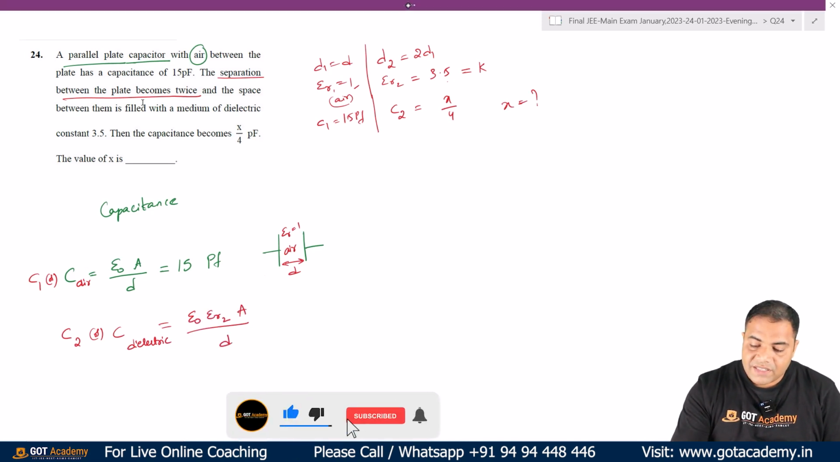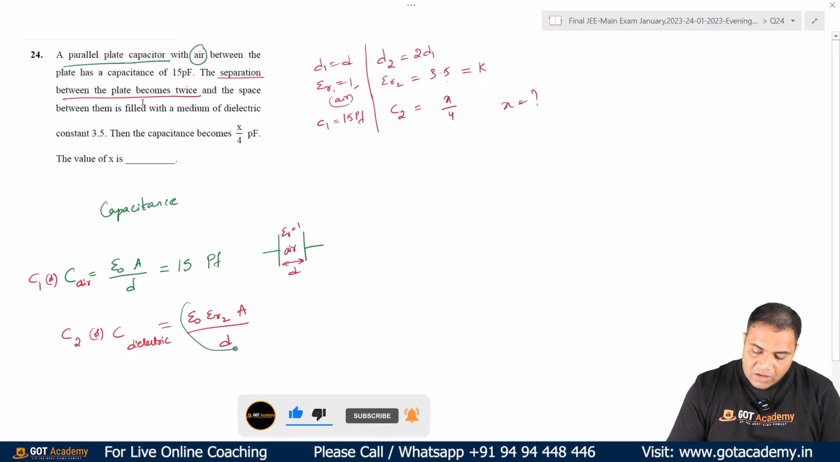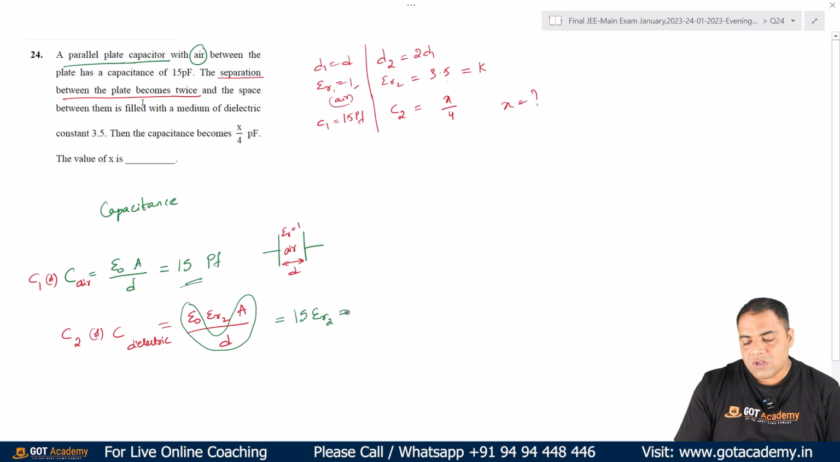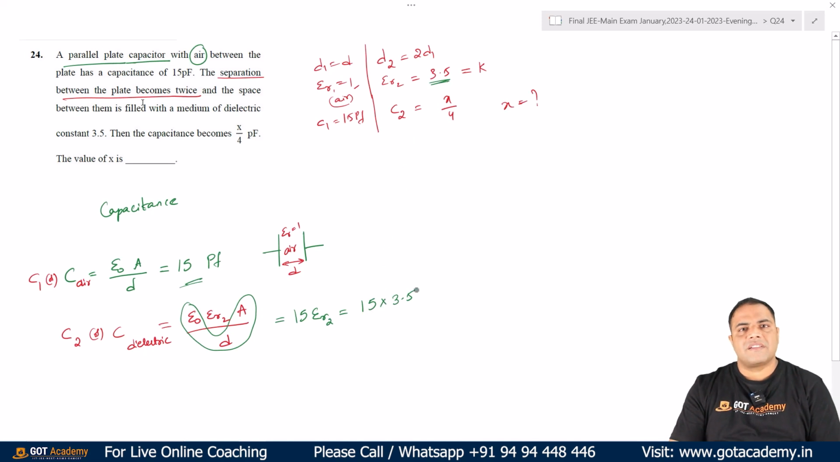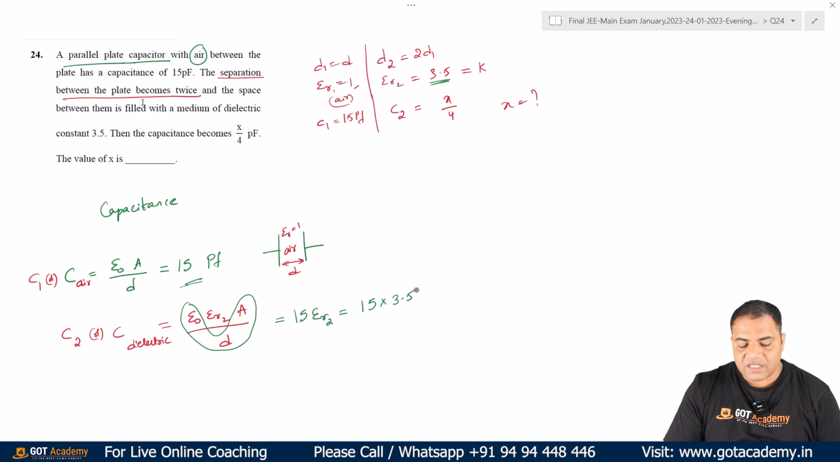Previously we have studied that epsilon naught into A by D is given as 15. So why don't you substitute that? 15 into epsilon R2. As I told you, epsilon R2 is actually 3.5. So multiply by 3.5, 15 into 3.5, and you will get some answer here.